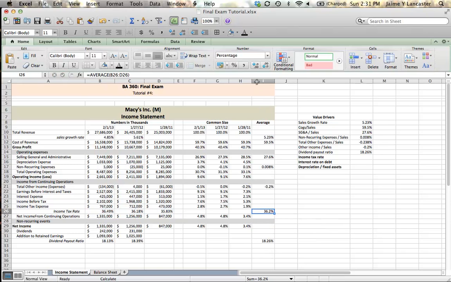The average is 36.17%, and I'm going to call that my income tax rate, and that's the rate I'm going to use when I create proformas.